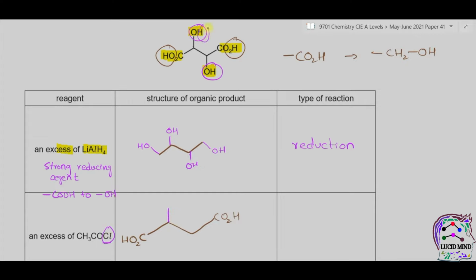Chlorine and hydrogen will be eliminated in the form of HCl, and the rest of the group will be attached in the form of an ester group. Similarly, on this carbon we have oxygen, carbonyl carbon, and CH3. The type of reaction is called a condensation reaction, as a small molecule like HCl is eliminated.